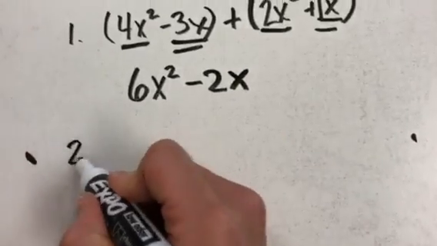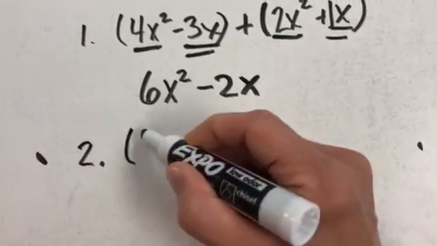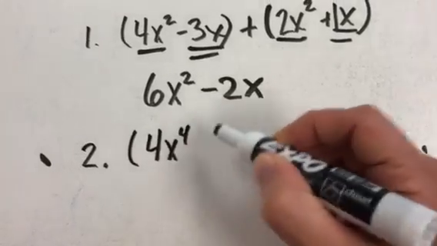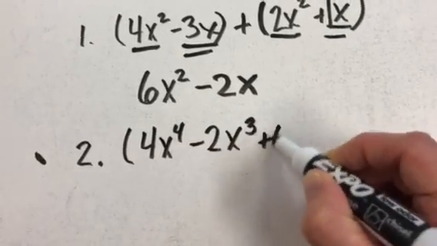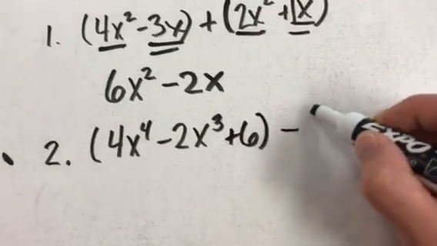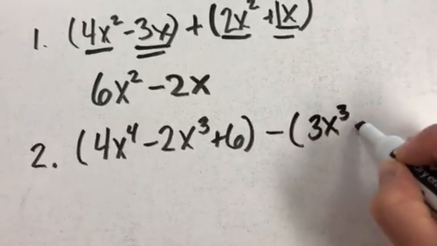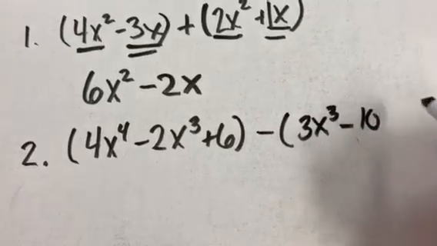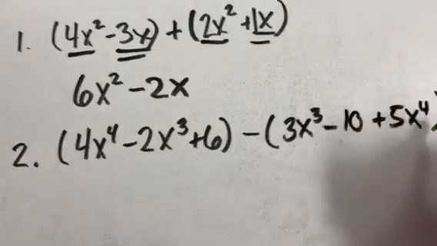Okay, let's do another example. This time, let's subtract. In parentheses, let's take 4x to the fourth minus 2x to the third plus 6. And we will subtract, put in parentheses, 3x to the third minus 10 plus 5x to the fourth.